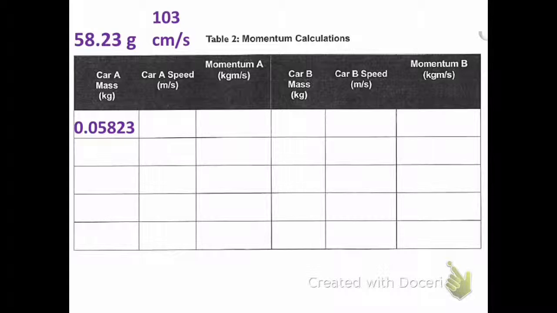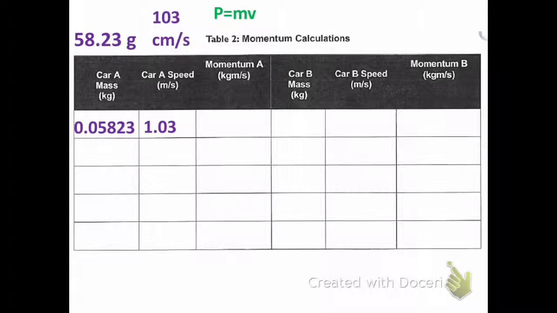Our car A speed was in centimeters per second, but again, to do momentum calculations, we need to convert that to meters per second. So I'm going to slide the decimal 2 places to the left and get 1.03. Don't forget to do those conversions from grams to kilograms and centimeters per second to meters per second before you do your actual momentum calculations.